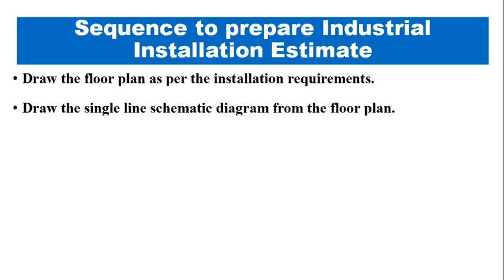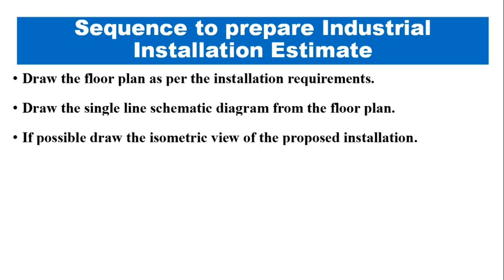Then third step is that if possible we can draw the isometric diagram. For solving the example, isometric diagram is not compulsory, but if possible you can draw the isometric view of that plan so that it is easy to calculate the length of conduit. The length of conduit calculation is easier.